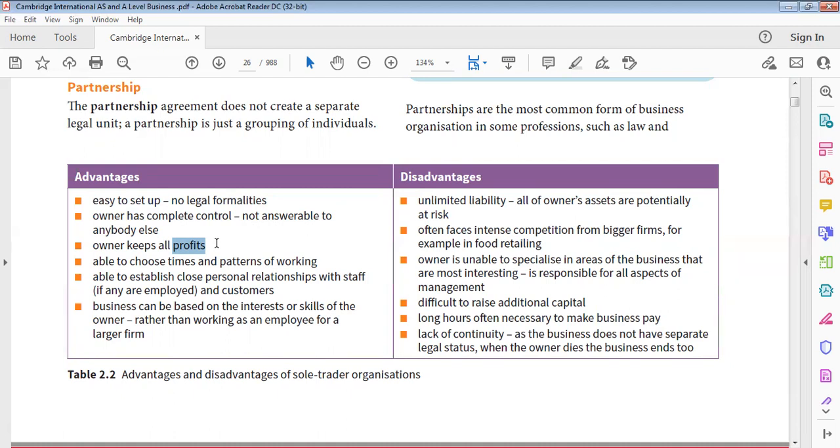The customers, all of them. Right. Shareholders are actually involved with private limited companies. Okay, public limited and private limited companies. We'll come to that later on.